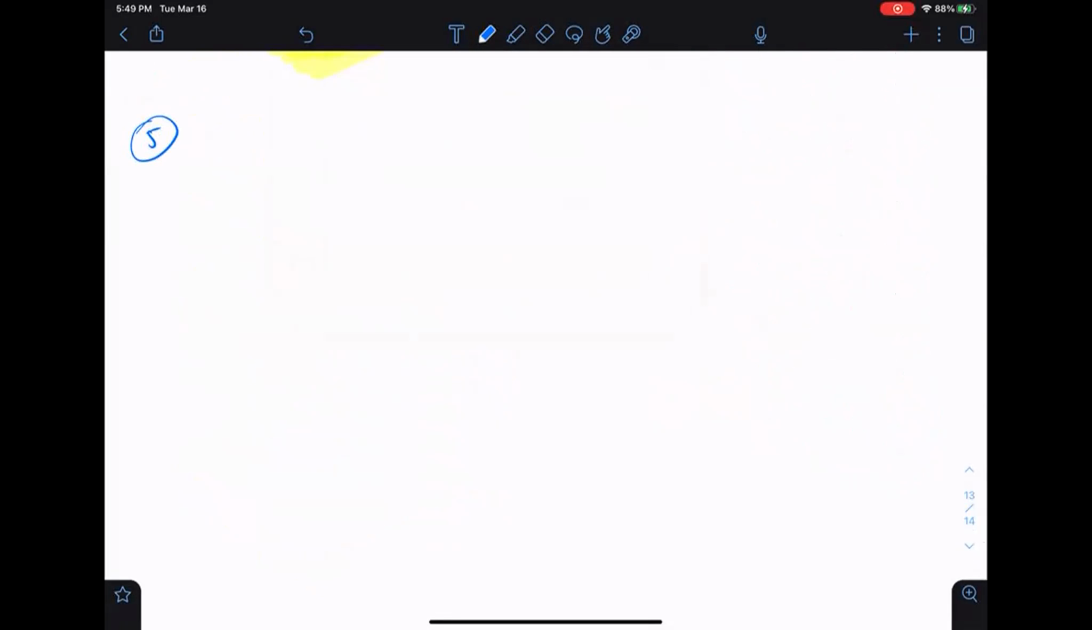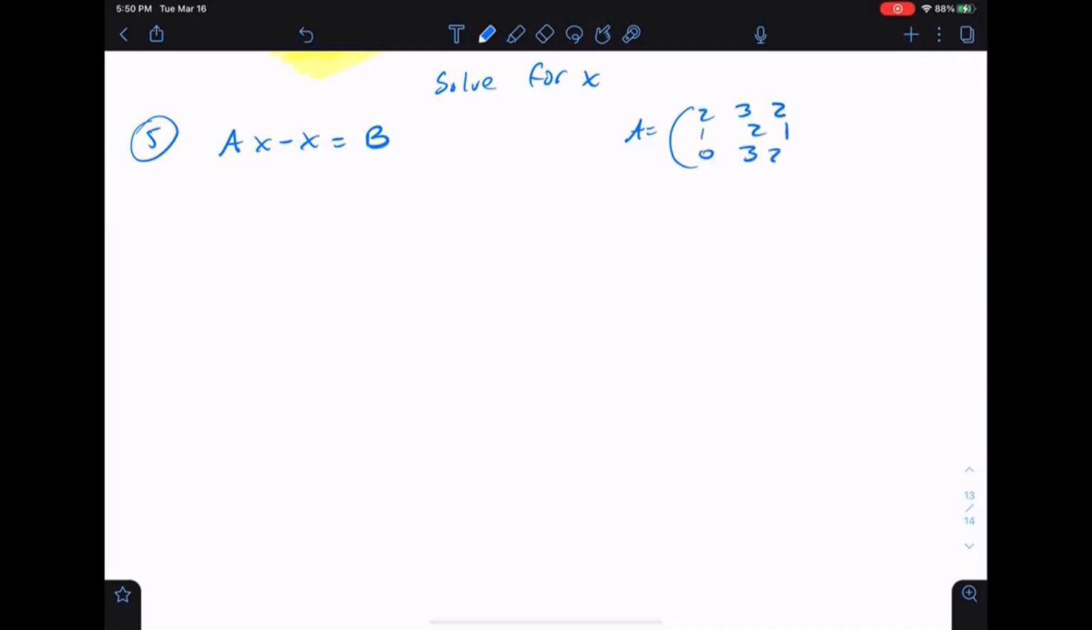Okay, AX minus XB. You have to be careful with this problem, right? For X, they give me A and B. A is 2, 3, 2, 1, 2, 1, 0, 3, 2. And B, they gave me 1, 0, negative 1, 0, 0, 0, and this is 1, 0, negative 1, right?